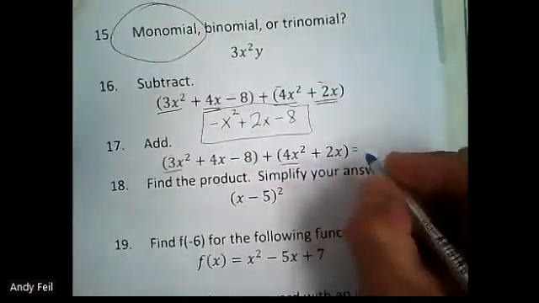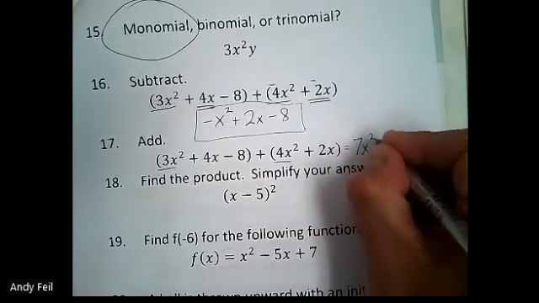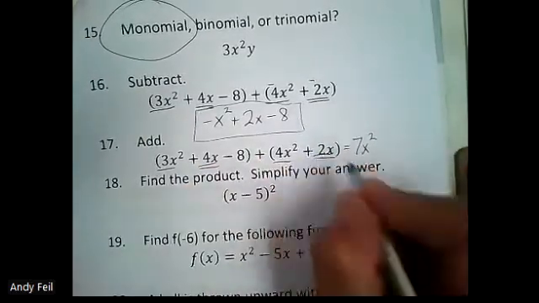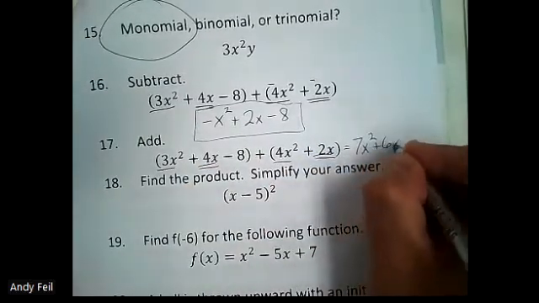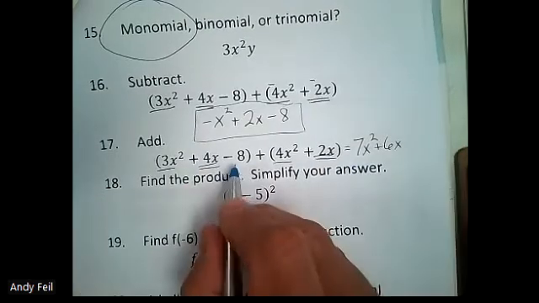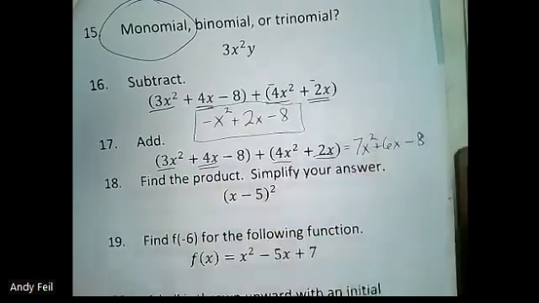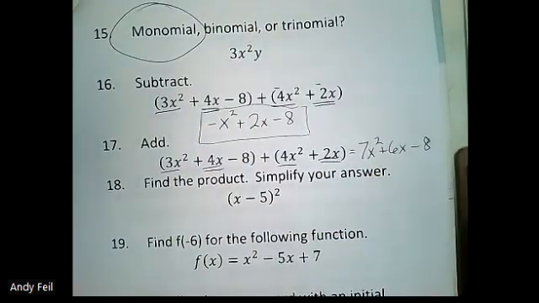What's that and that? 7x squared. What's that and that? 6x. And is that all done? Just like before, we got to put that -8 on there. Okay.